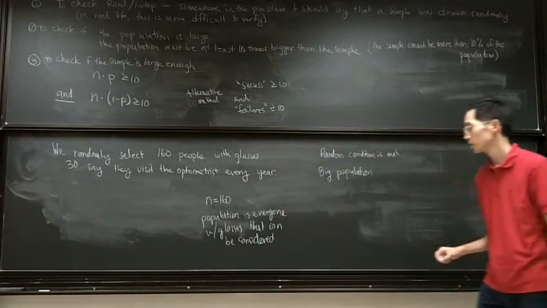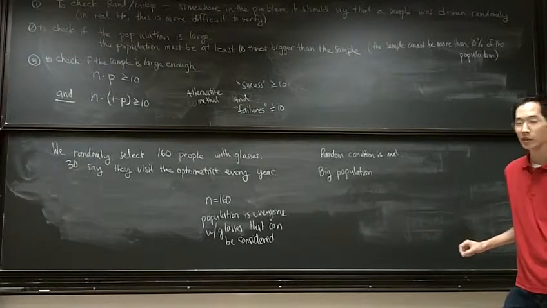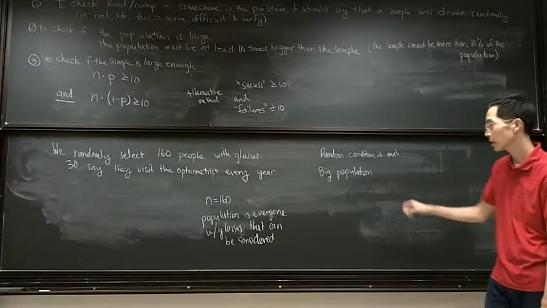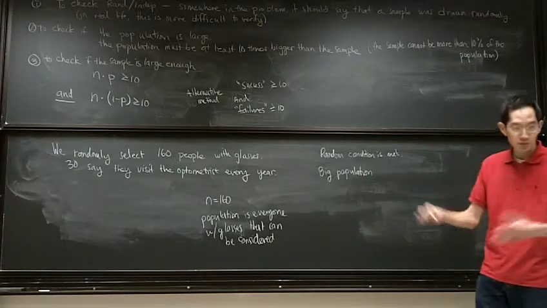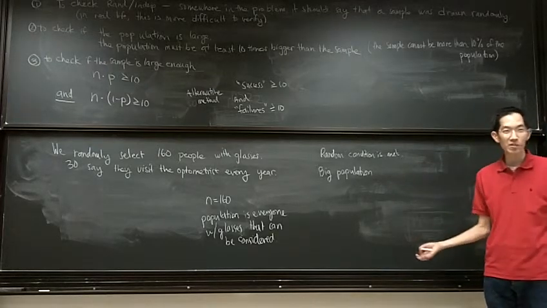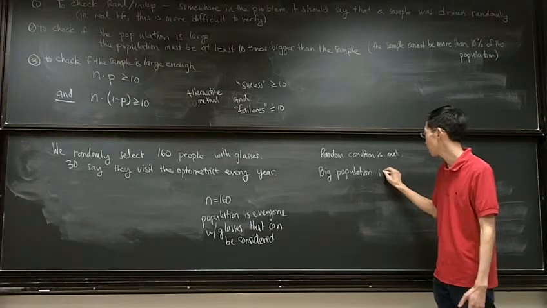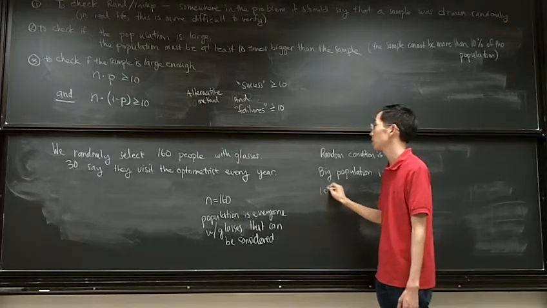Okay? So is our population bigger than 10 times our sample? Yeah, okay, so 10 times 160 would be 1,600 people. Do we think that there's more than 1,600 people who wear glasses? Yeah, okay, so our big population condition is met. What about our large sample condition?